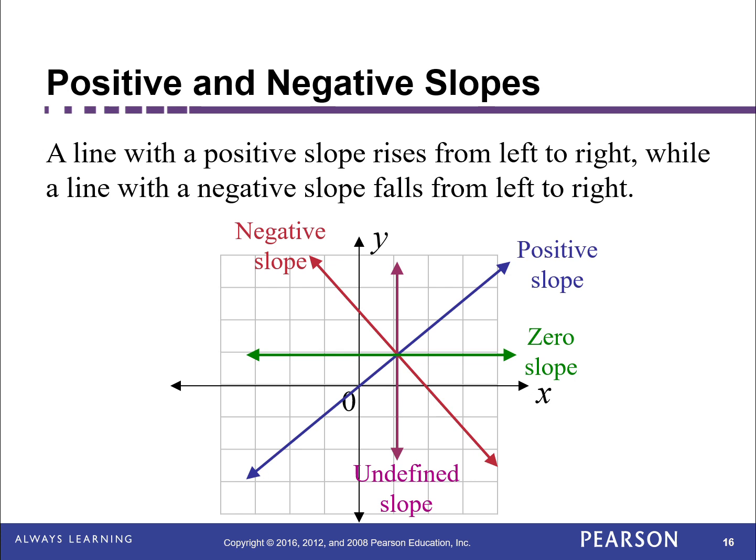All right, now let's look at the difference between positive and negative slopes. A line with a positive slope rises from left to right, whereas a line with a negative slope falls from left to right. And obviously if we have a horizontal line, it has a 0 slope, and a vertical line has an undefined slope. So we're pretty much able to define positive, negative, 0, and undefined at this point as far as slopes go.